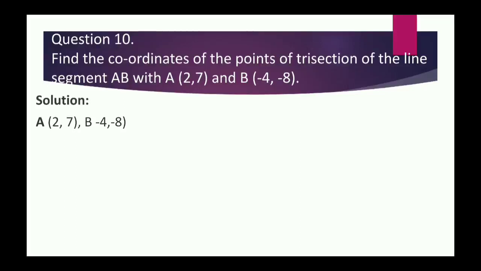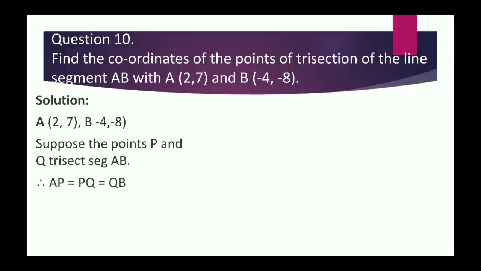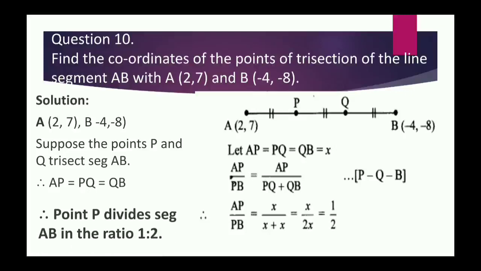So A is (2, 7), B is (-4, 8). Suppose the points P and Q trisect the segment AB. So if you see, children, 1 section, 2 section, 3 section, right? So which are the points dividing those 3 sections? Points P and Q are dividing the segment AB into 3 sections. So that's why it is written like this. Suppose the points P and Q trisect the segment AB. Whenever it is equal, AP is equal to PQ is equal to QB.